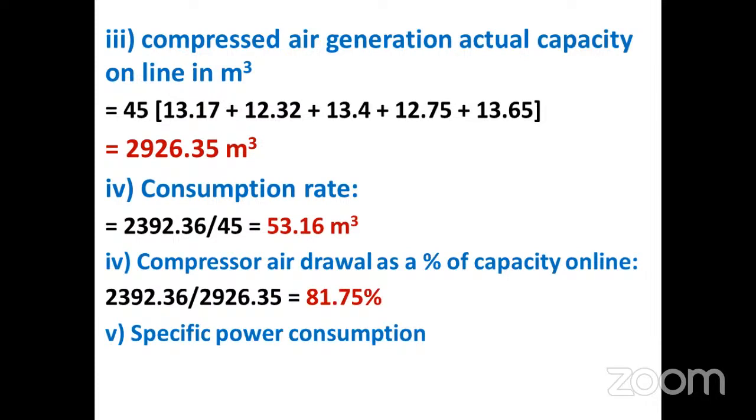Compressor air drive as a percentage of capacity online is equal to 81.75. Specific power consumption is equal to, already we saw that, kilowatt hour 370.21 divided by the meter cube. So 0.155 kilowatt per meter cube.